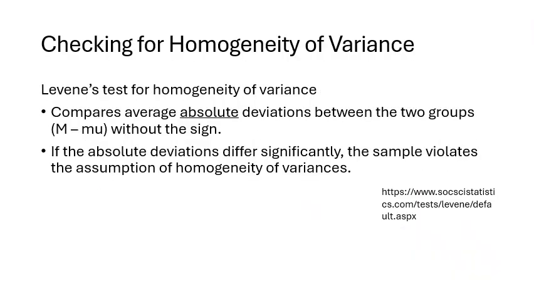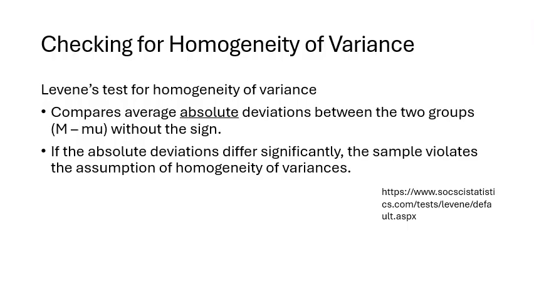So in addition to looking at the images, we're going to check for homogeneity of variance, and we're going to use a test called Levene's test. We won't be doing it in Excel. We'll be using a tool similar to what we did for the QQ plot and the Shapiro-Wilk test.